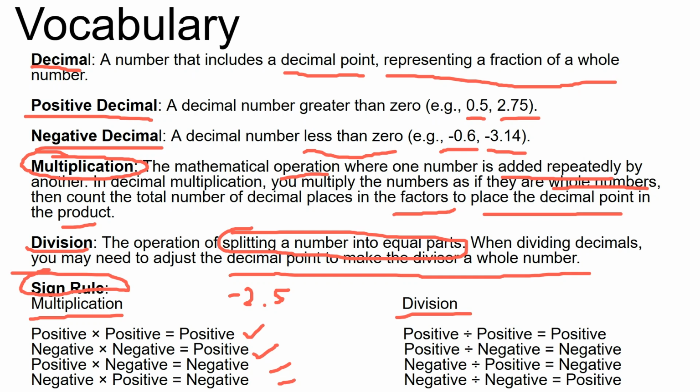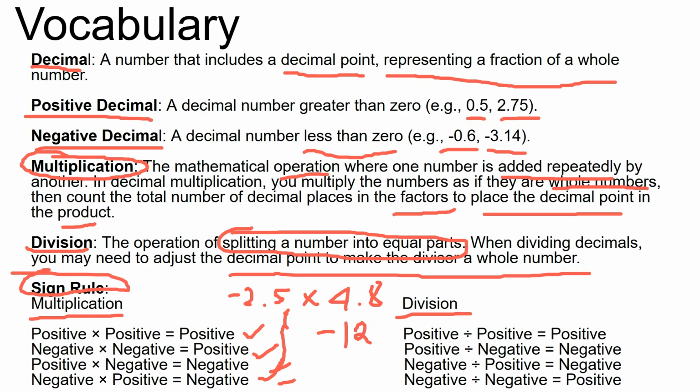So this is one example: negative 2.5 times 4.8. That's an example of negative times positive, which is negative. So that's why our answer would be negative 12, right? Okay, negative 12. Yes.